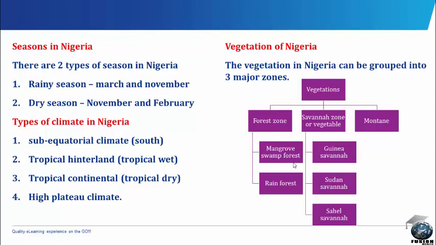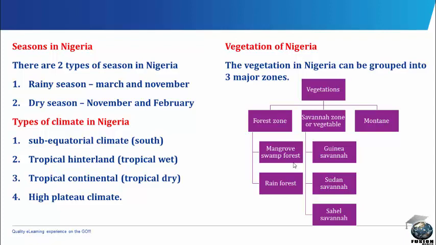2. The dry season. The dry season occurs between November and February. Characteristics include 1. Low temperature. 2. Prevailing wind. 3. High temperature. 4. Absence of rainfall. 5. Harmattan.